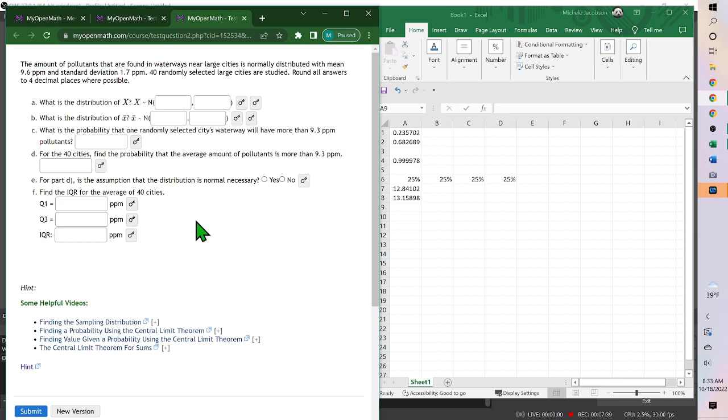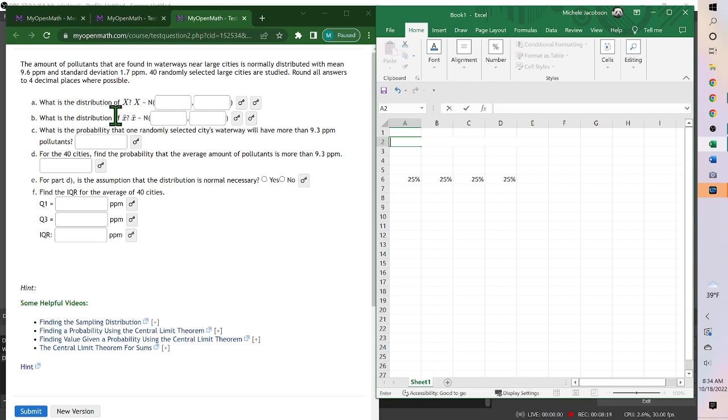Okay, let's look at this one. It's the same problem, same things you're looking for. The amount of pollutants that are found in waterways near large cities is normally distributed with a mean of 9.6 and a standard deviation of 1.7. 40 randomly selected large cities are studied. Round all answers to 4 decimal places.